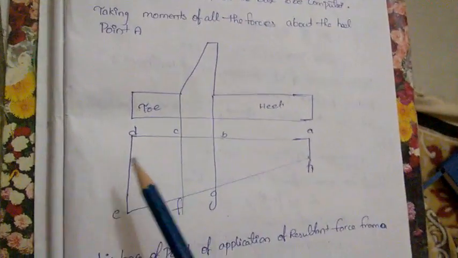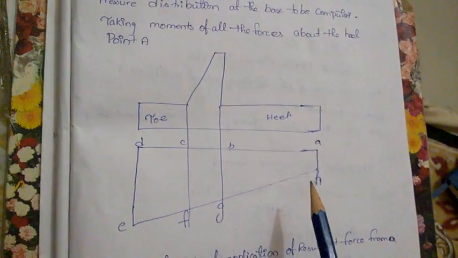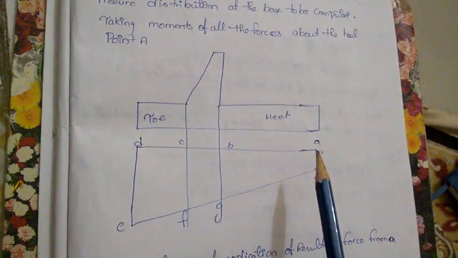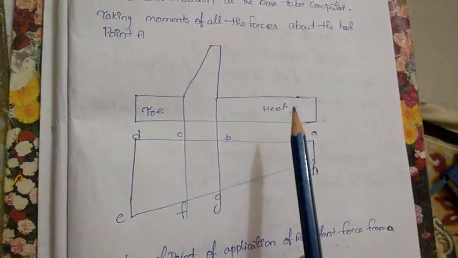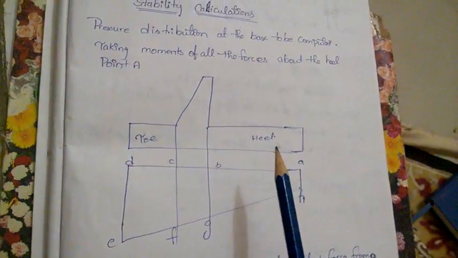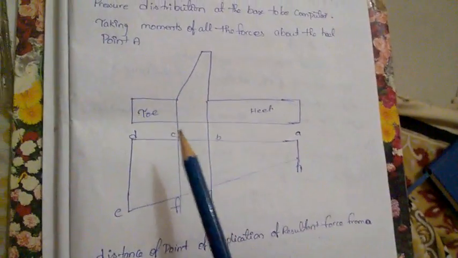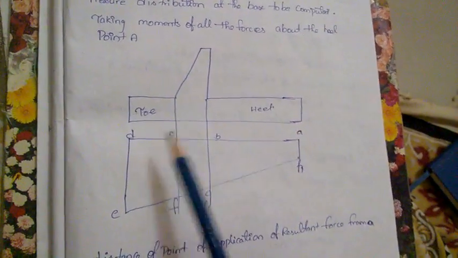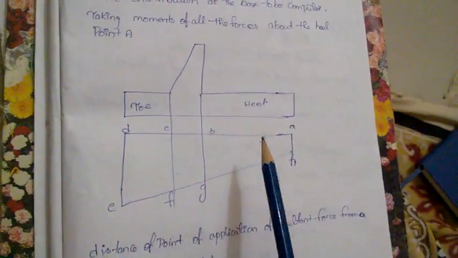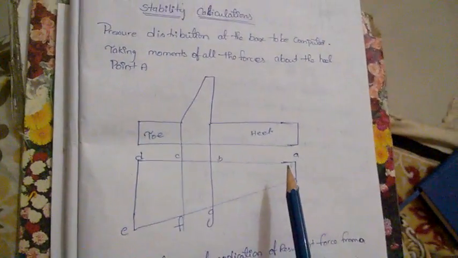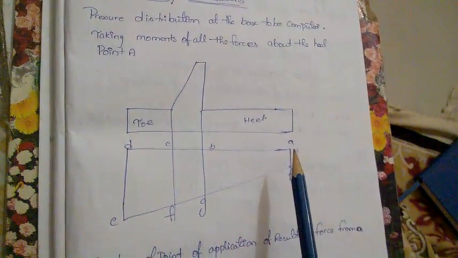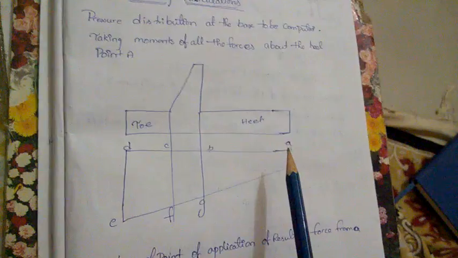See, this is the diagram. We are taking moments of all the forces about heel point A. What is meant by heel? This is the heel, this is the toe. Basically, we know from our childhood, the heel will be long and the toe will be short. Okay. We are taking the moments of all the forces at A.